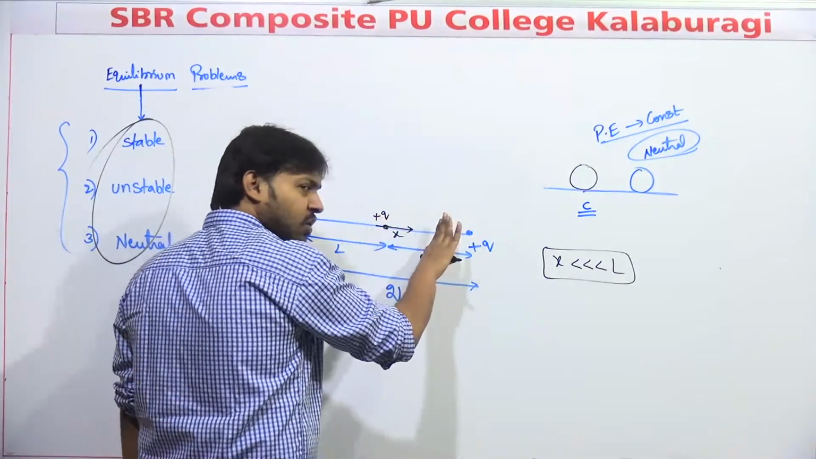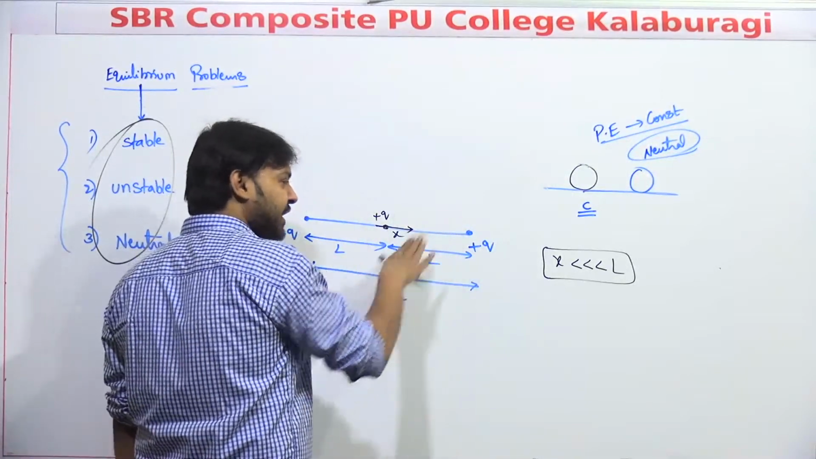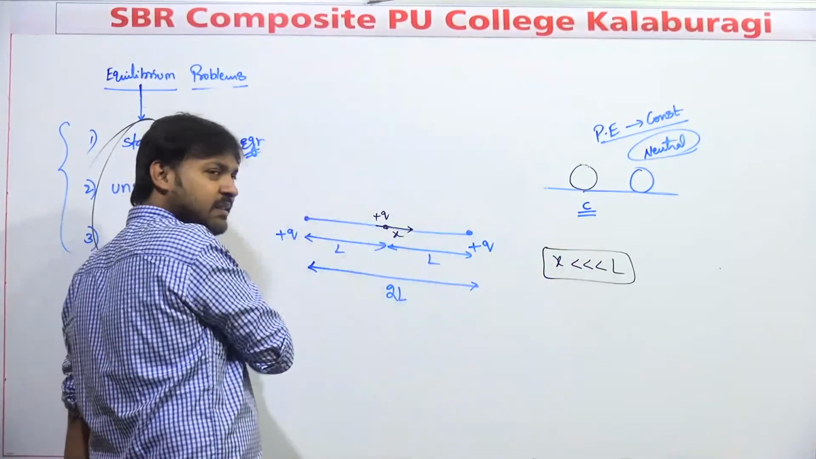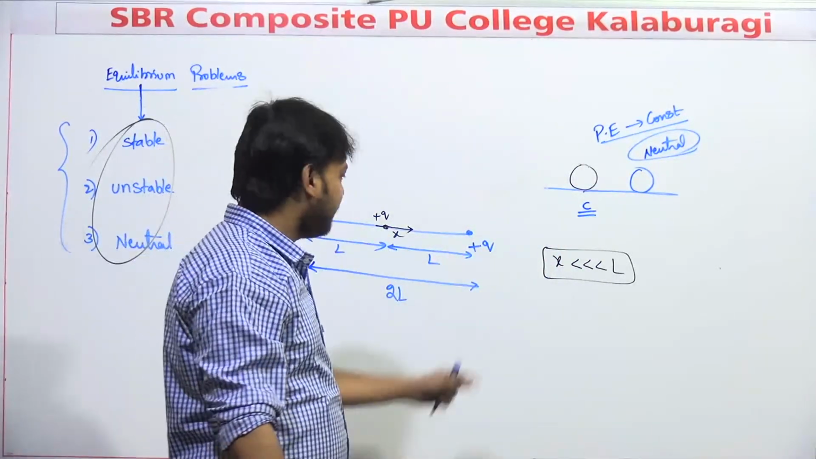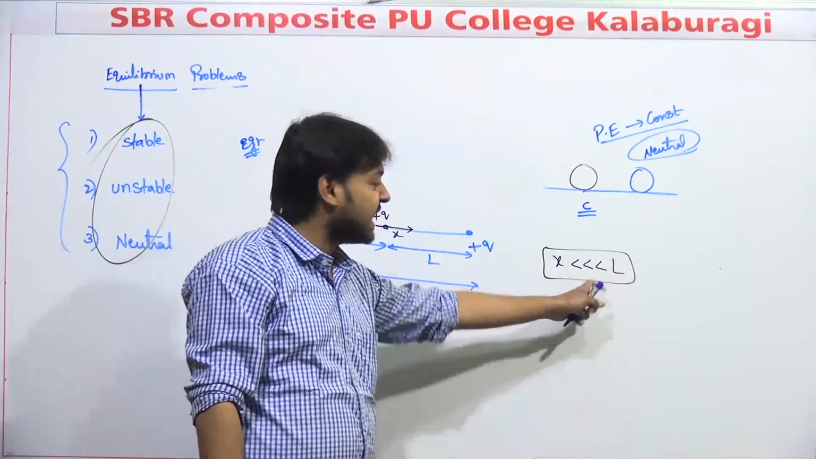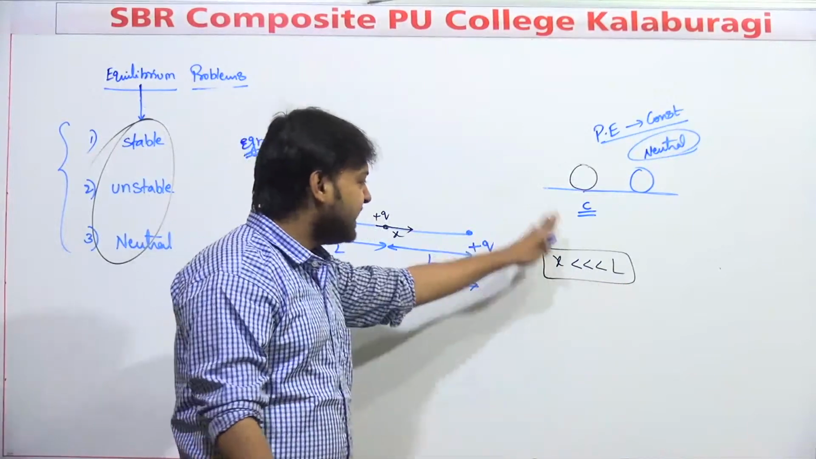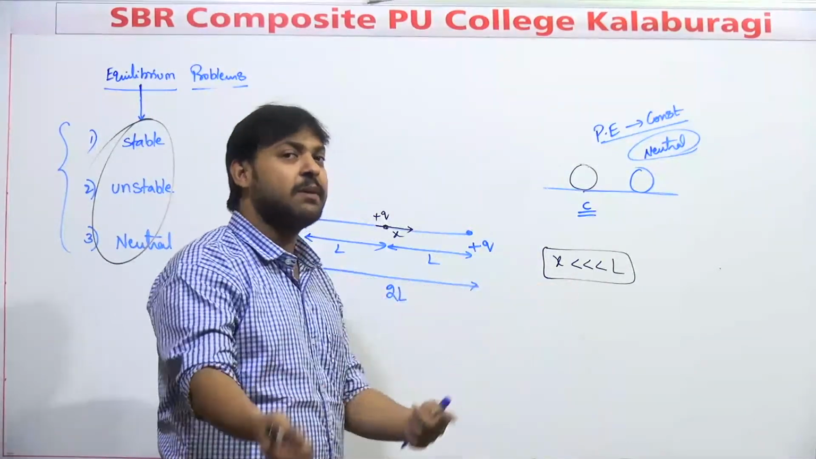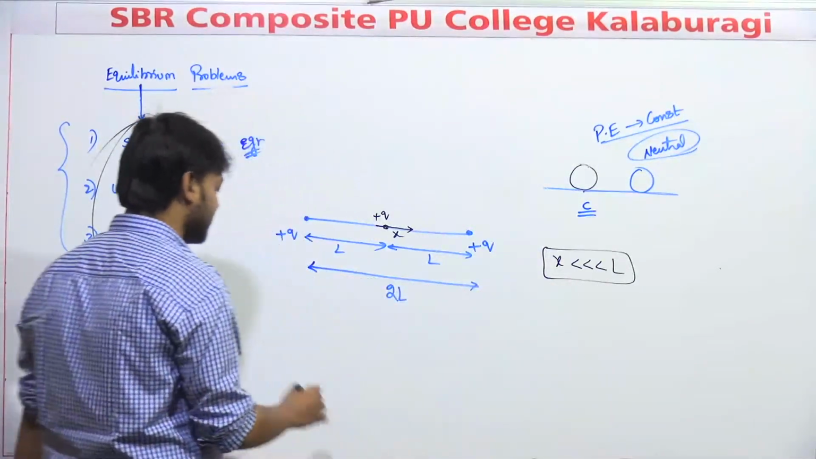Will it go and again come back, or will it stay there only, or will it be attracted by the other charge or attracted by this charge? What will happen? If x is much less than L, this condition is also important. If this condition is not there, some other options will come. If this condition is there, the option will change. So the options will be like this.